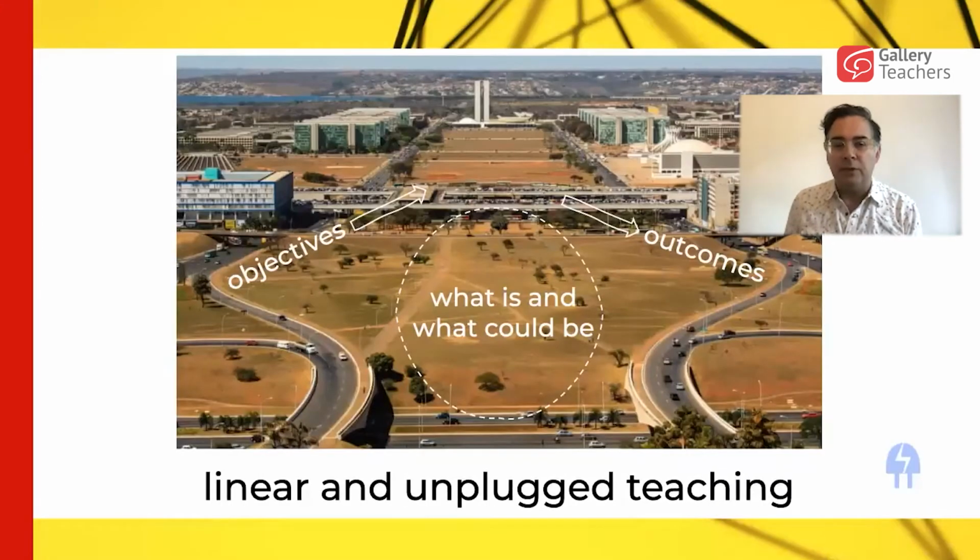We looked at this image in the first session. It's a picture of the capital of Brazil, Brasilia. And I started thinking about how the roads, the highways, represent something like the objectives and the outcomes that we set and expect as educators.